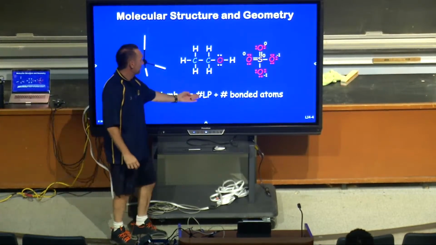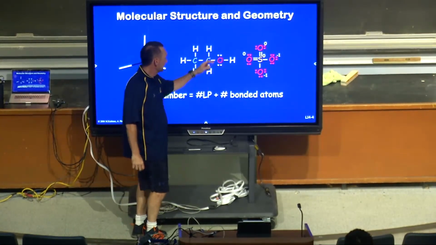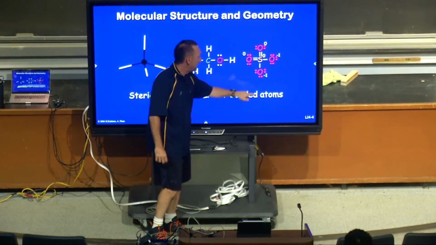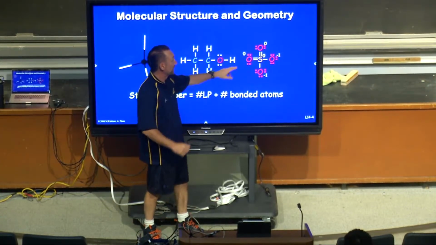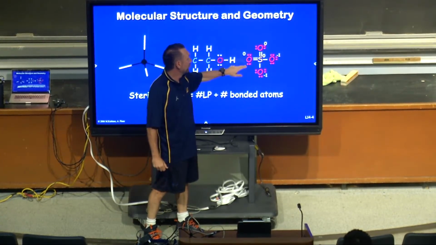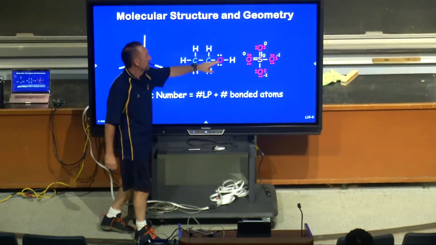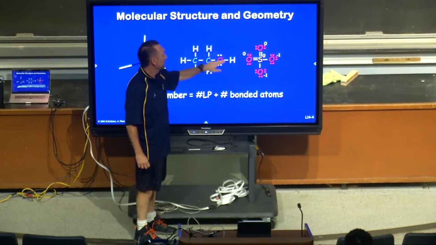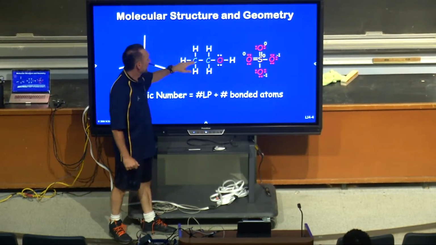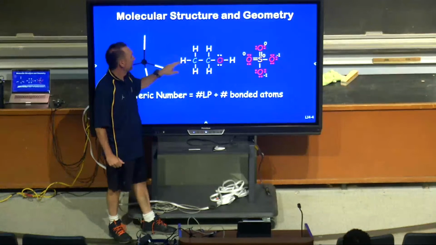And you can see it's the number of lone pairs and the number of bonded atoms, regardless of how they're bonded. So there's a bonded atom and 2 lone pairs. That's a steric number of 3 there. Here's a steric number of 4, 2 lone pairs and 2 bonded atoms. Steric number of 4, 1, 2, 3, 4 bonded atoms.